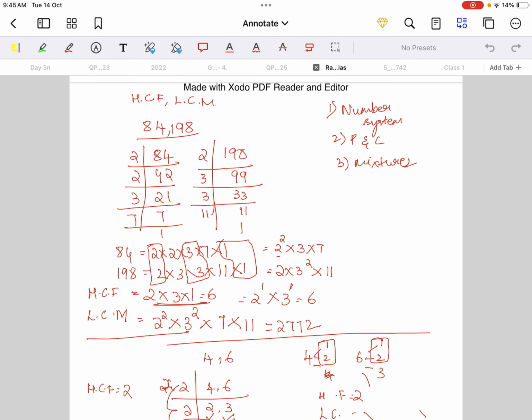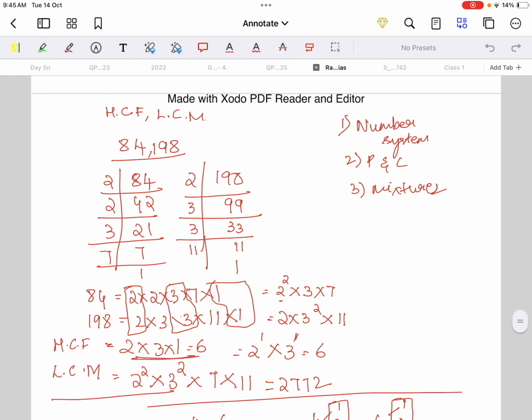In yesterday's class, we started with HCF and LCM. Let's say we have two numbers, 84 and 198. How do we find the factors of 84? We tend to divide those numbers by prime numbers and see what all the factors of that number are, right? Let's say we start with 84.